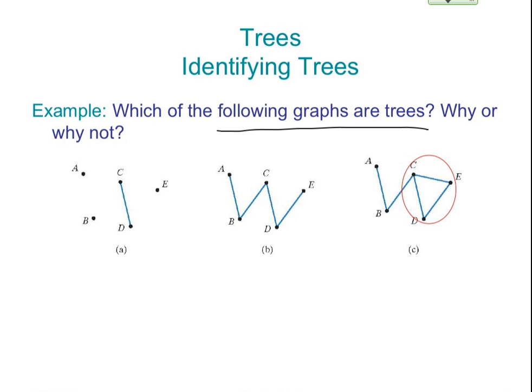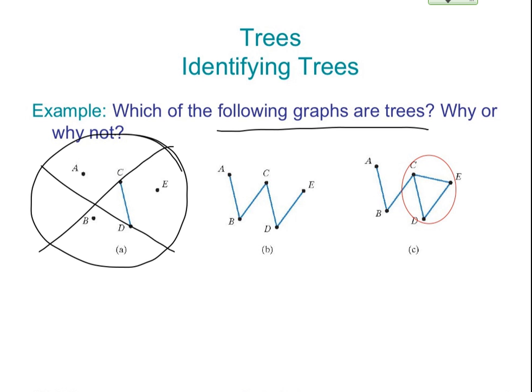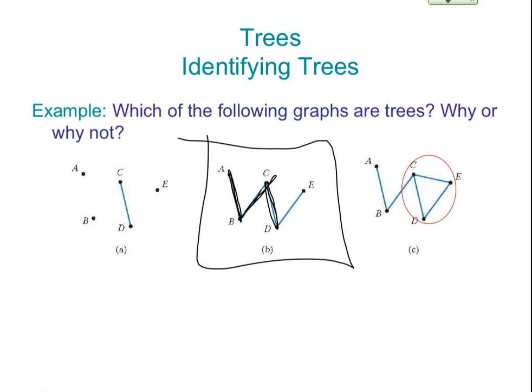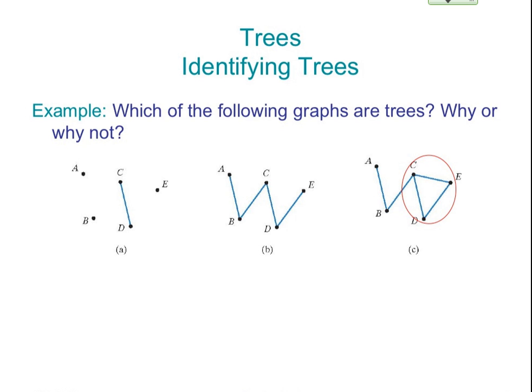Which of the following graphs are trees? Why or why not? Well, this one is not going to be a tree because it is not connected. We have this vertex over here which is not connected. If you look at this graph, it's not a tree because these edges are not all bridges. We have a circuit. This in the middle is a tree. Every edge is a bridge. All the vertices are connected, and there are no circuits.